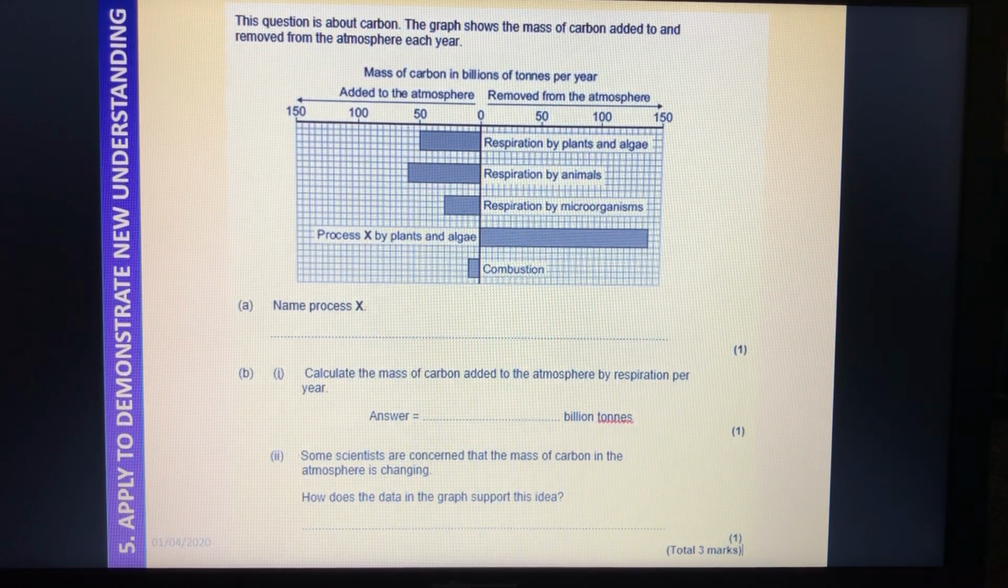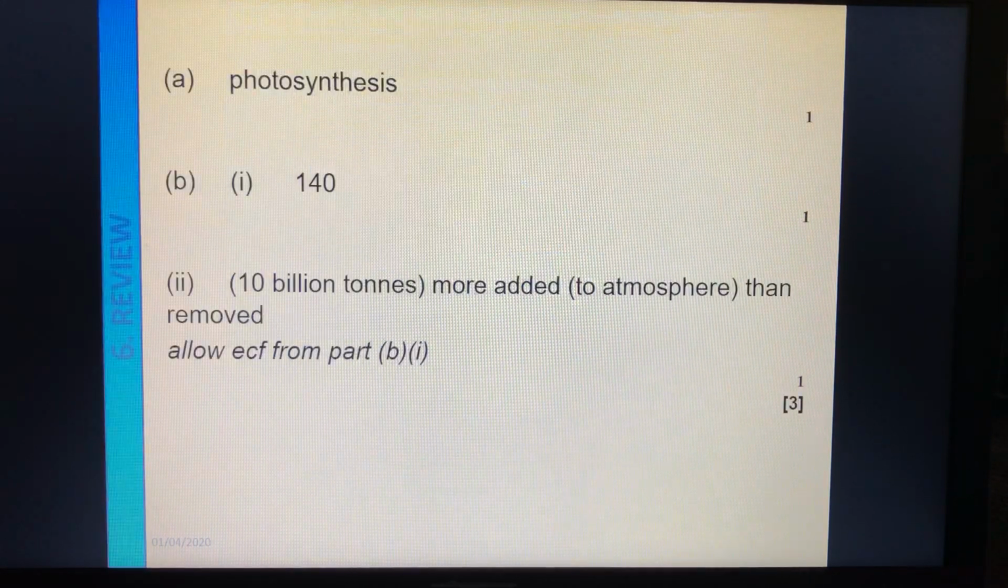Some scientists are concerned that the mass of carbon in the atmosphere is changing. How does the data in the graph support this idea? How does the graph show us that the mass of carbon in the atmosphere is changing each year? Have a good think about this. You might need to do some calculations. Okay, if you need extra time, pause now. Okay, oops, I thought the green pen sign was going to come up.